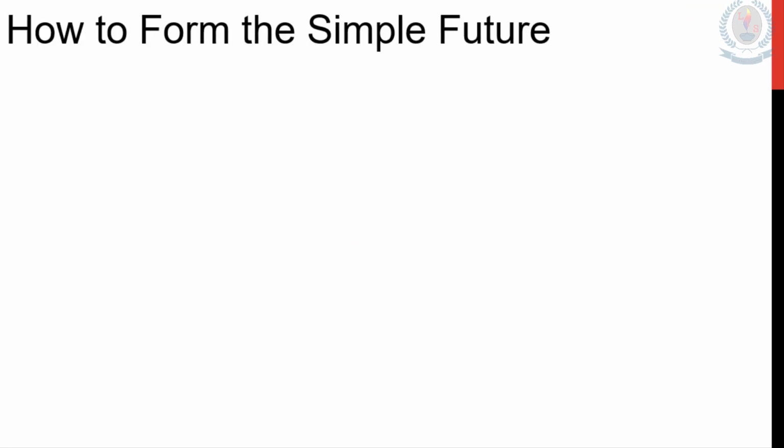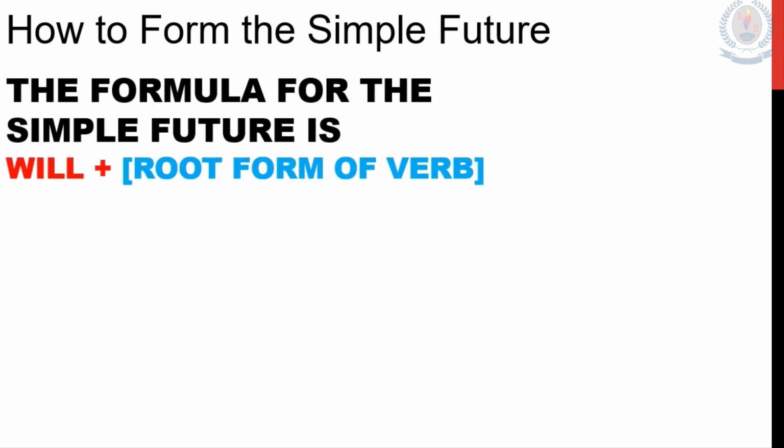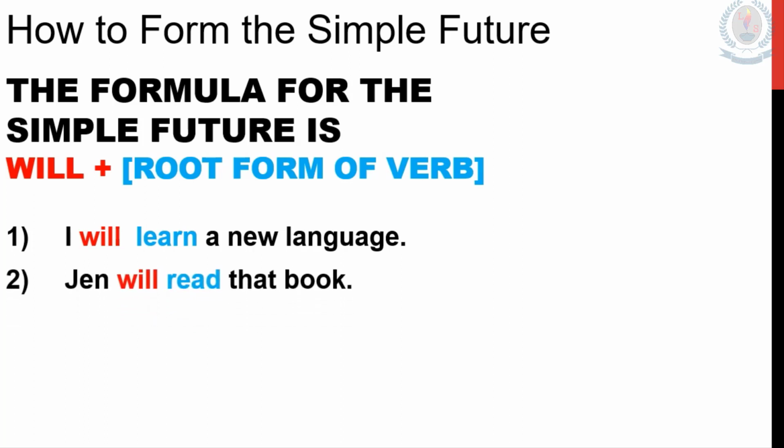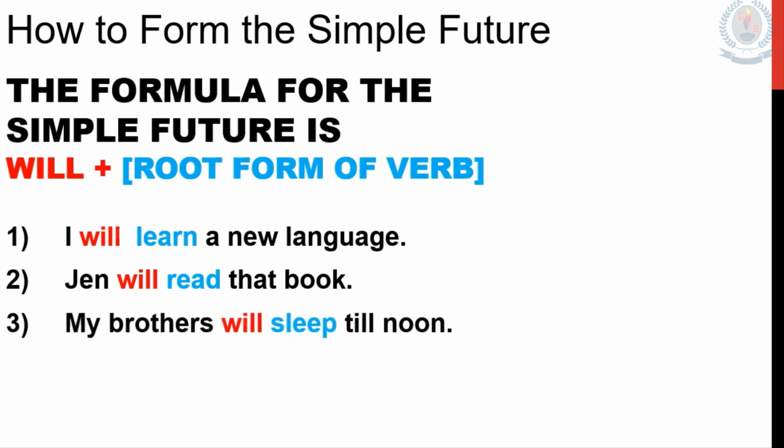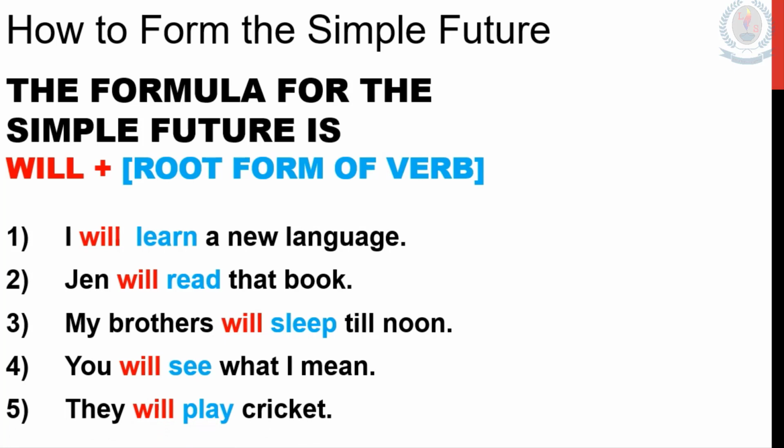In this slide, you can see how to form the simple future. The formula for the simple future is will added to the root form of the verb. I will learn a new language. These are examples. I will learn a new language. Jen will read that book. My brothers will sleep till noon. You will see what I mean. They will play cricket.